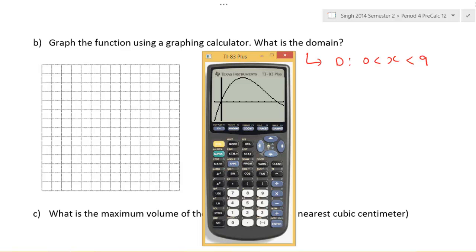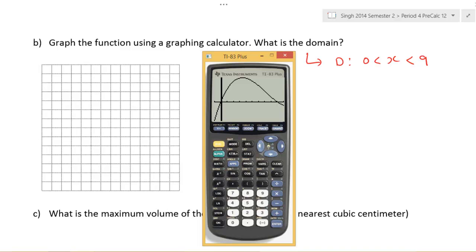Now what do we do with this? I want to use this graph to try and figure out what is the maximum volume of this box. This polynomial function right now represents the volume of your box. As you change the length and the width, the polynomial function is going to have a different volume attached to it.